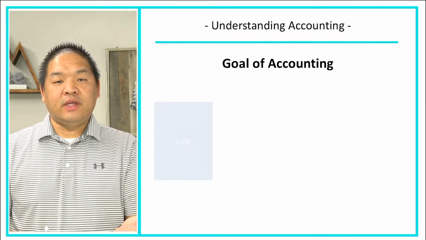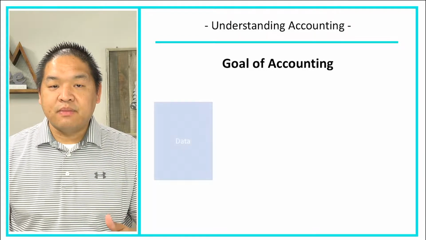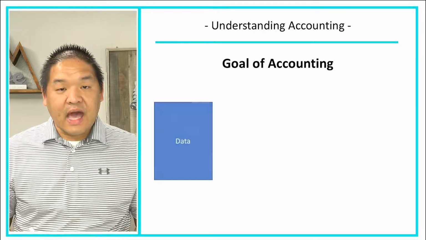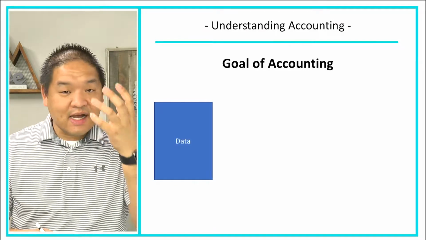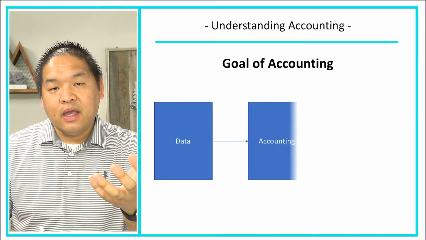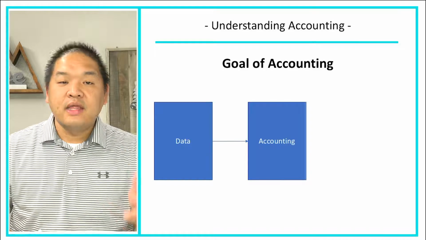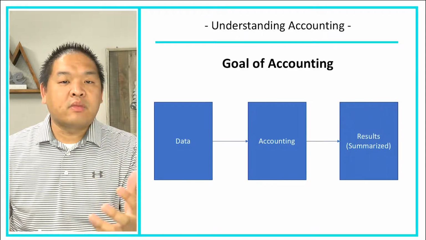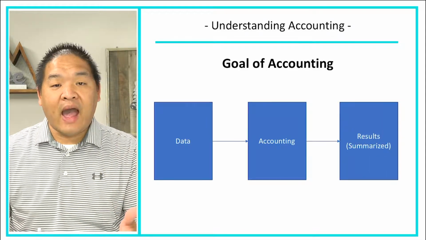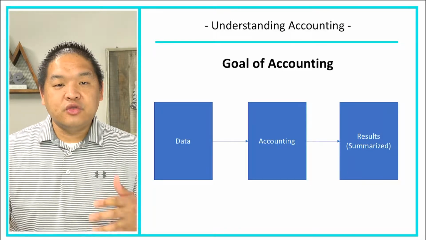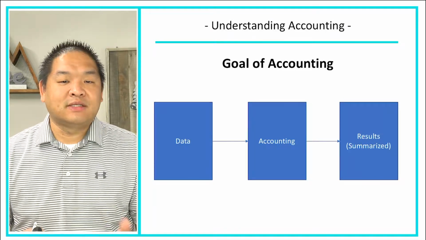So the first thing that we should talk about is, what is the goal of accounting? Well, the goal of accounting includes taking data and doing something called accounting to it. And then from there, we will summarize whatever results that we have, which we would call creating information, to help users of that information make decisions.